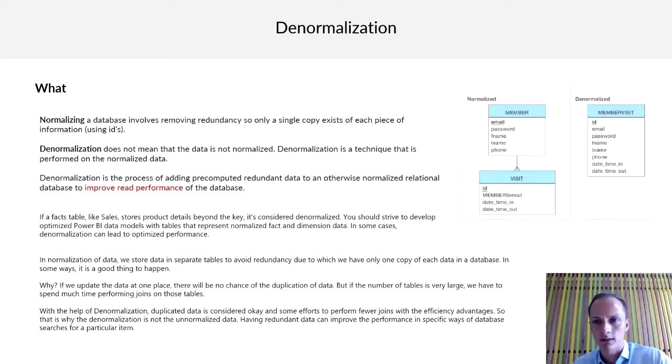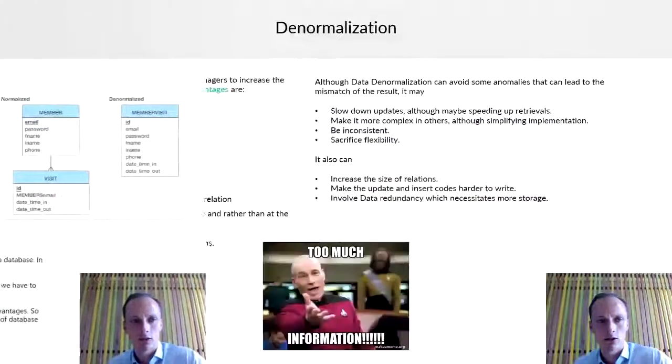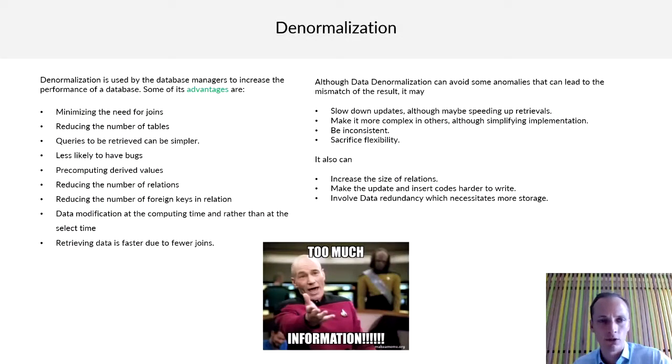Now on our final slide, we actually have some advantages and disadvantages. Well, the advantages are, of course, minimizing the joins, reducing the number of tables, and queries can be simpler. But of course the disadvantages, well, we're going against the principle of the star schema, so it may be a bit slower if we don't do it in the most efficient way. We might also be inconsistent throughout our approach. It can also increase the size of relations, and it can make code harder to write.